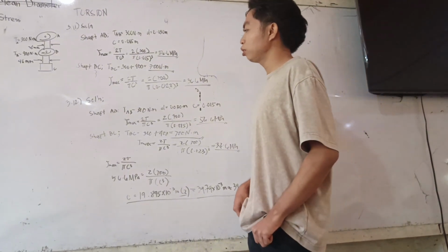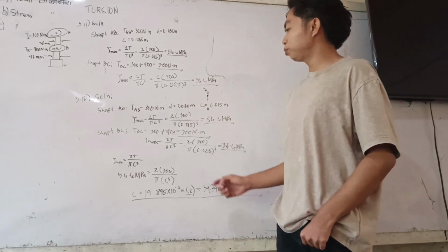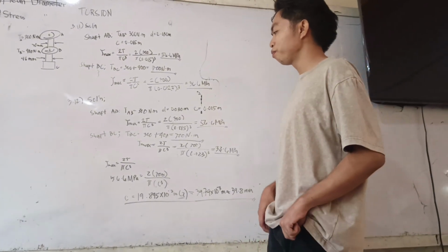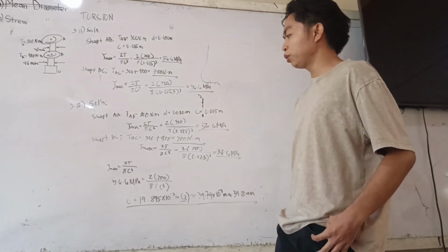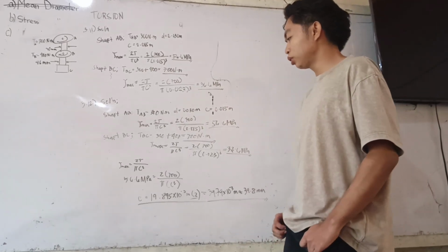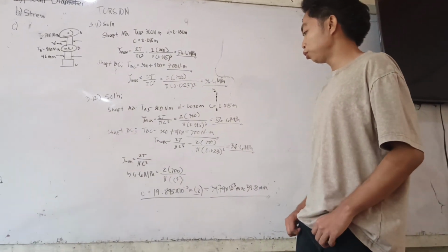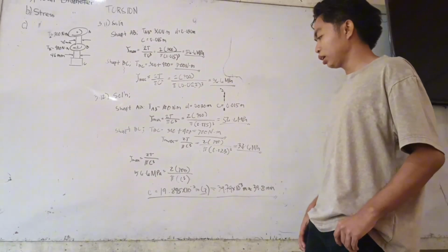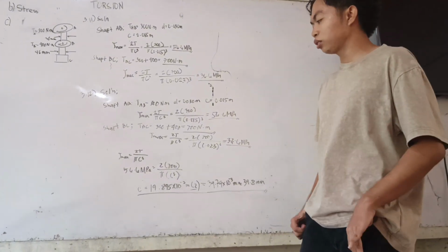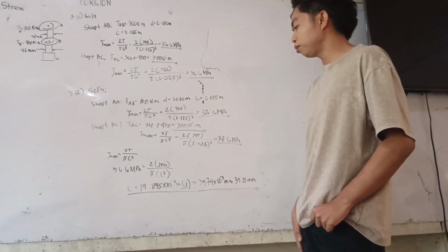In problem 3.12, this is the same formula, but we need to find the radius. So to find the radius, the formula we need to use is tau max is equal to 2T over pi c cube. So the biggest stress, which is 56.6 megapascal, equals 2 times 700 over pi times c cube. Then we need to shift solve that in the calculator. So the answer for the radius is 19.895 times 10 raised to negative 3 meters.